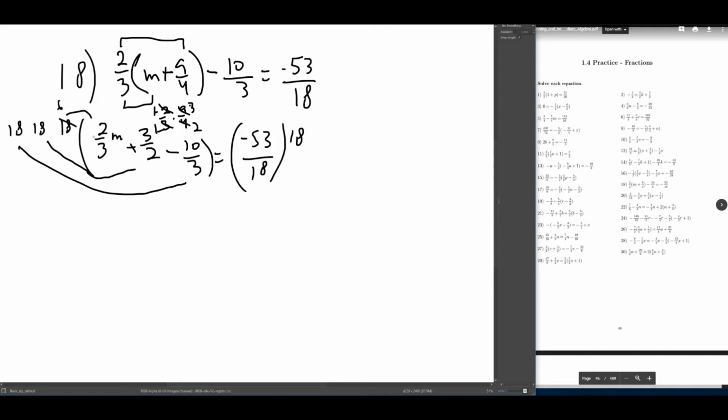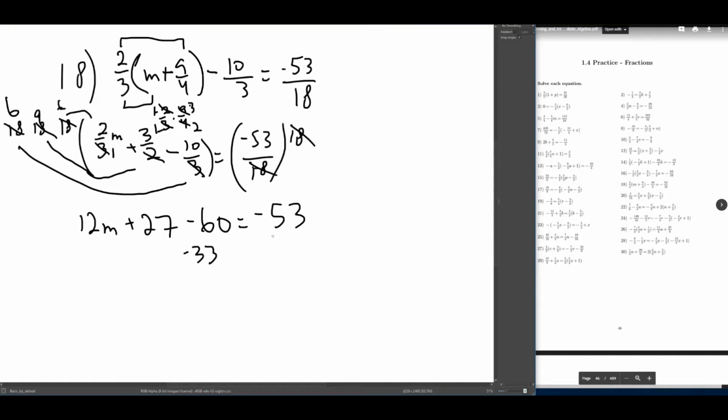Let's take a look. So if we look here, we have 18 divided by 3. That becomes a 6, and that becomes a 1. 6 times 2 equals 12m. Here, yet again, 18 divided by 2 is 9. 9 times 3 equals 27. Yet again, another 3 here, we're dividing that. 6 times minus 10, minus 60. Equals. Here, the 18s cancel out, right? Minus 53.